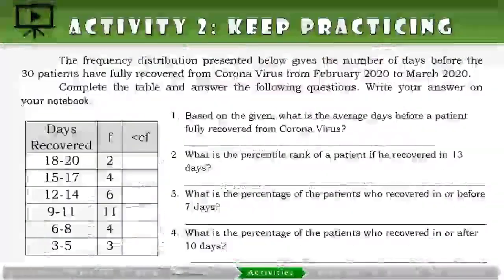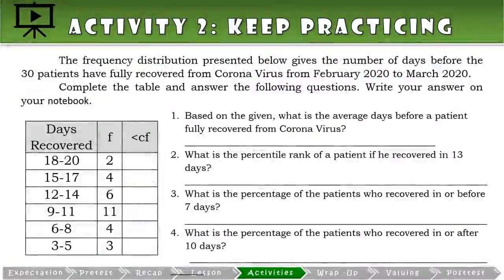For Activity number 2, keep practicing. The frequency distribution presented below gives the number of days before the 30 patients have fully recovered from coronavirus from February 2020 to March 2020. Complete the table and answer the following questions. Write your answer on your notebook.